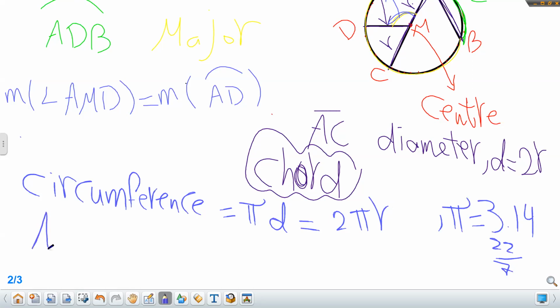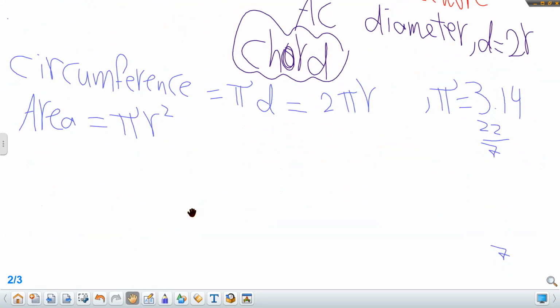But the area of the circle is pi R squared. The area of the circle is pi R squared.